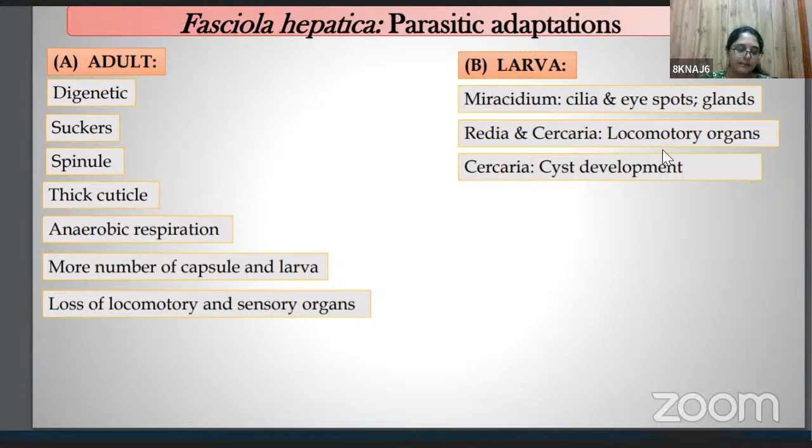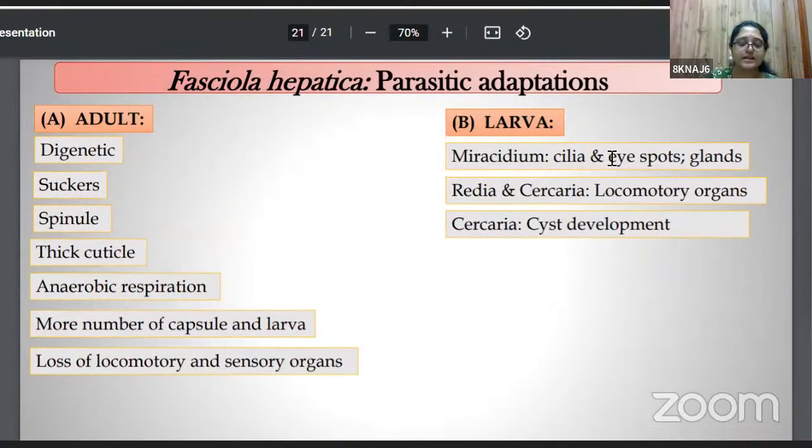So this is all about Fasciola hepatica. In the next class, next Saturday, I will continue with the Cestoda, and I will also take the class about the Aschelminthes, which are your nematodes.